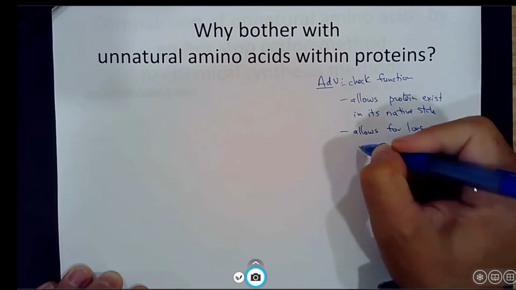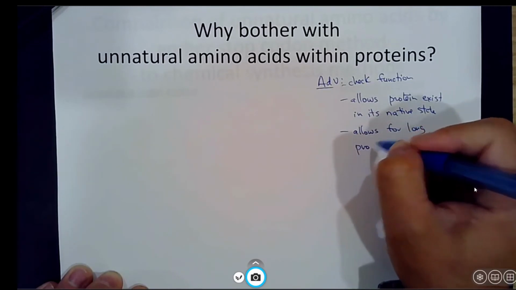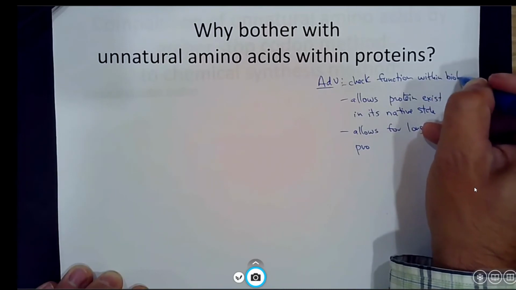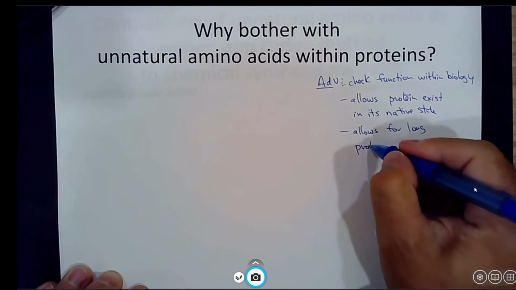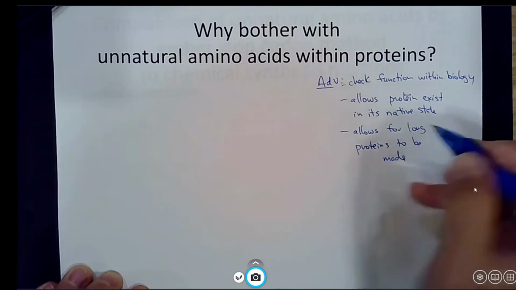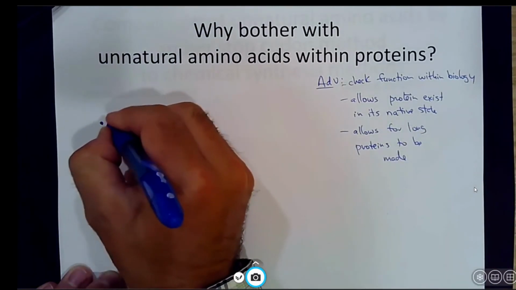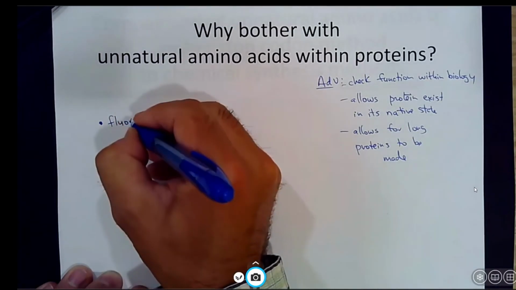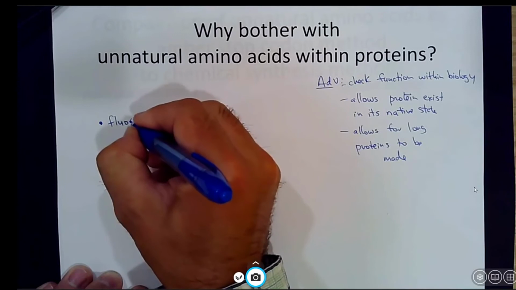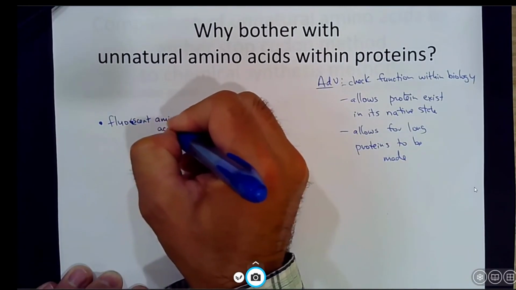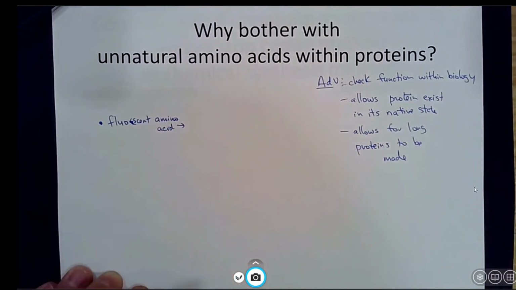You can also track the function within biology, right? So you could potentially put amino acids like fluorescent amino acids, and you could actually ask questions like, where does it go in the cell?